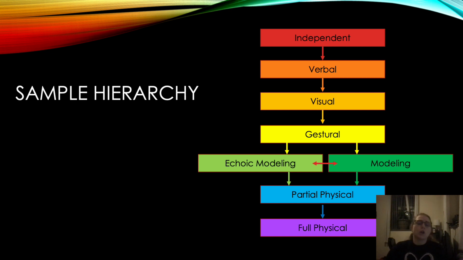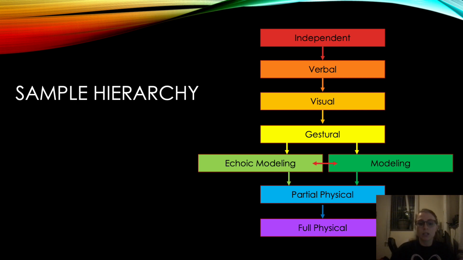And then we have echoic modeling and regular modeling. I put this on the same level because they are both types of modeling prompts. Just the echoic is for the more expressive goals and the regular is for more receptive goals. But you're showing them exactly what they need to do. All they need to do is imitate you. So they don't have as much processing going on there.